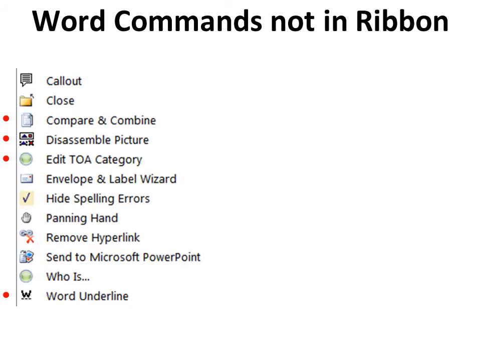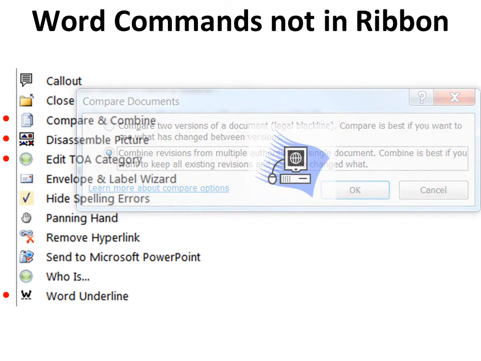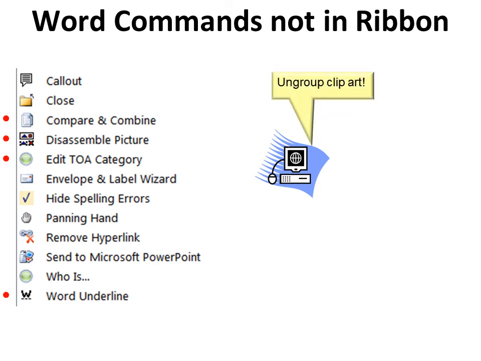Some more commands that are not in the ribbon. You can see callout, close. These are some of my favorites, but compare and combine allows you to look at 2 different versions of it and see what might be different. Disassemble picture. This is if you have some kind of a picture, not a photograph, it won't work with a photo, just a clip art that you want to disassemble, in other words, to ungroup so that you can see each individual piece and then delete the parts that you don't want.